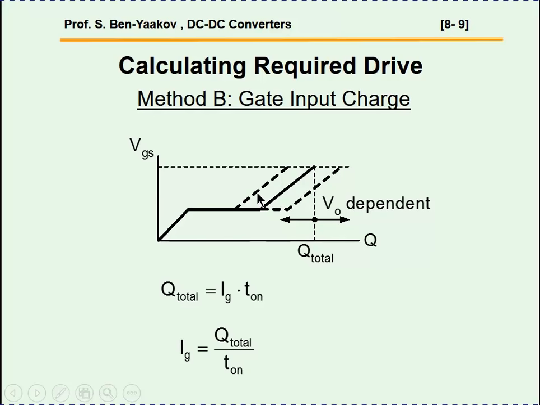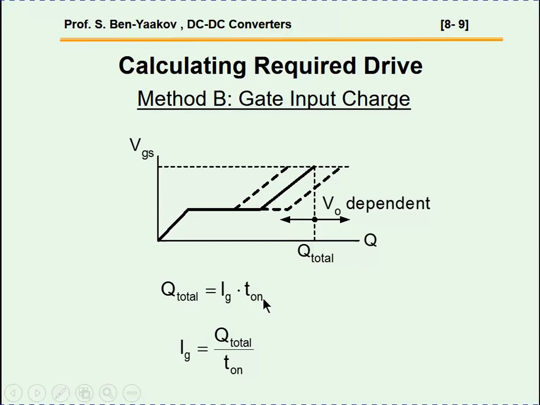Now, it turns out, because of what we have seen before, that this portion here is dependent on Vout. The larger the Vout, the larger or the farther we need to charge this capacitor, for the reason that we have just seen. So if you know what is the Vout and you have the data sheet, you can estimate the total. You can just read it off the chart, what is the total charge that you need, and this total charge is the current times T on.